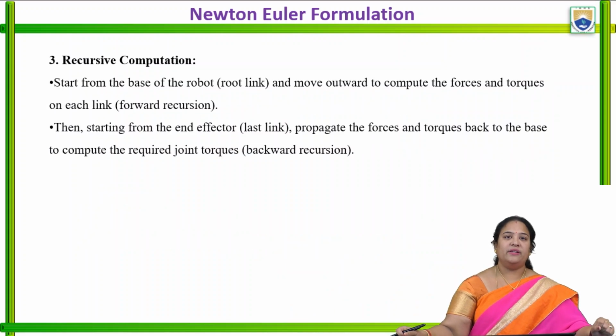And the third one is recursive computation. Most of you are not aware of what this recursion is. It is related to the forward recursion or the backward recursion. When we start from the base of the robot and move outwards, computing the force and torque of each link, this recursive computation comes into account. And when we start from the end effector, it is used for propagating the torque and the force.